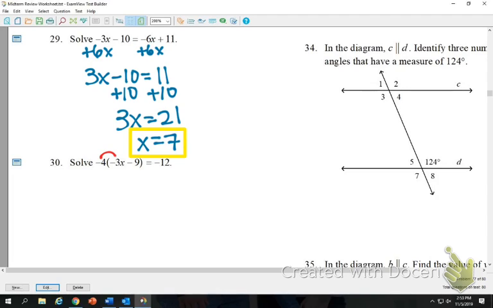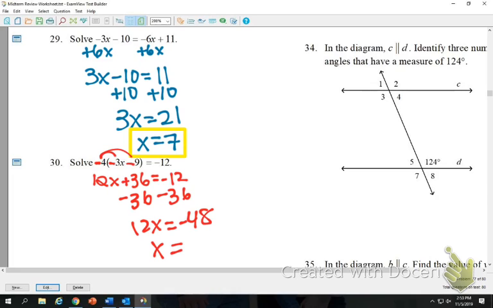The next equation, you'll distribute. Make sure you distribute the negative. Negative times negative makes positive. Then again, negative times negative makes a positive. Get x by itself. 12x equals negative 48, so x equals negative 4.